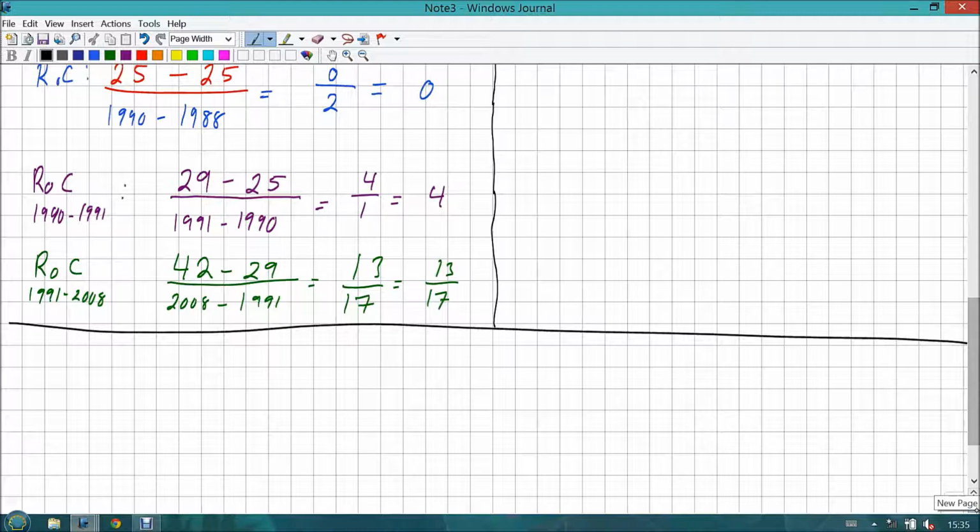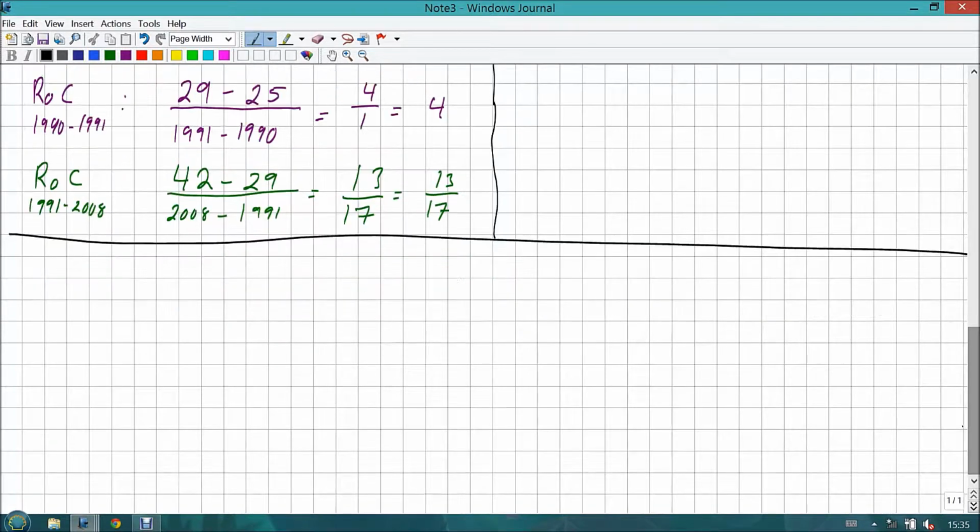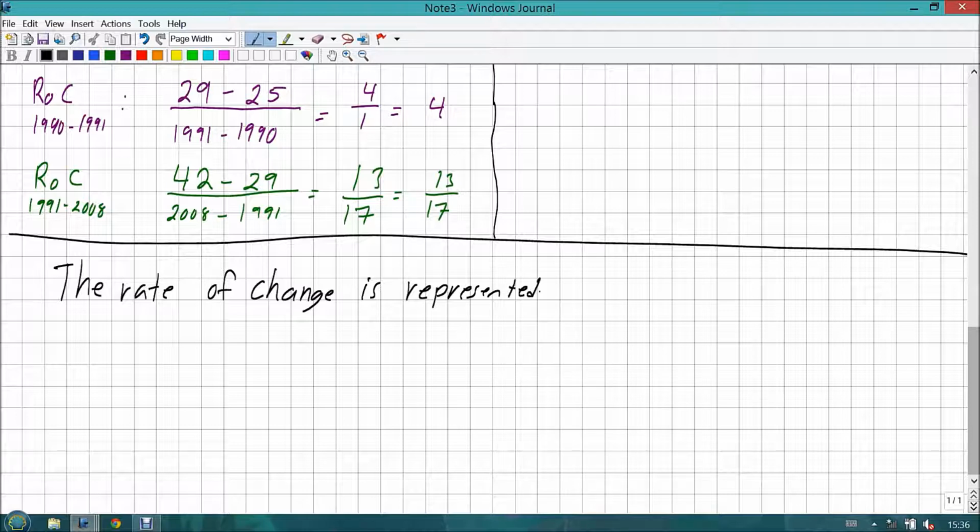Now, what does this have to do with graphing? Well, in graphing, the rate of change is represented by the slope of the graph.